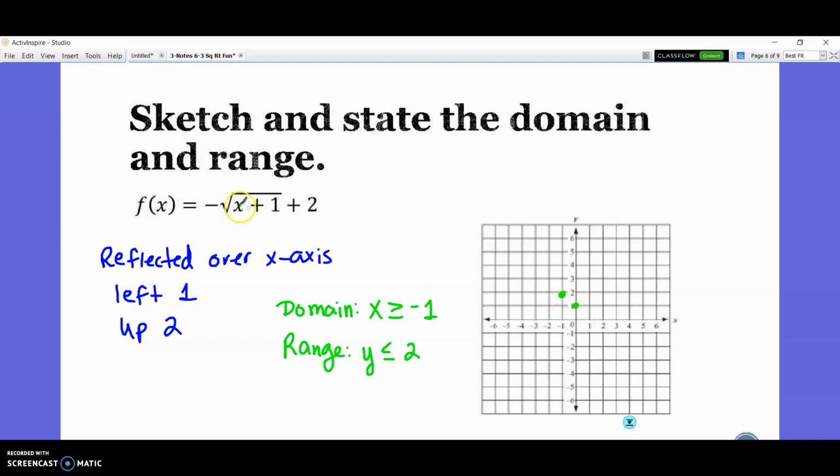0, if I plugged in 0 into here, 0 plus 1 is 1. Square root of 1 is 1. 1 times -1 is -1. -1 plus 2 is 1.